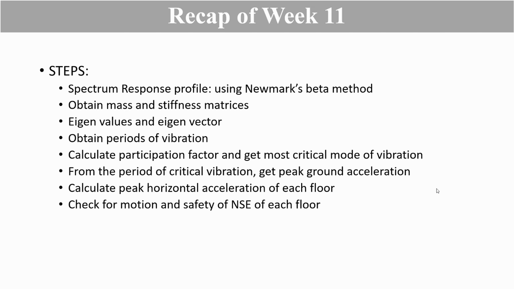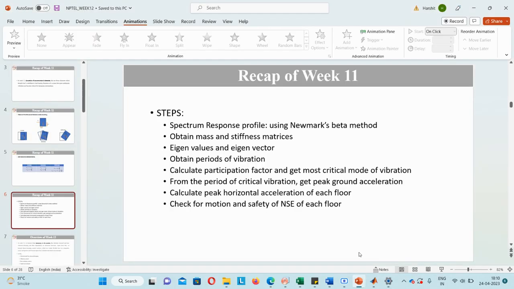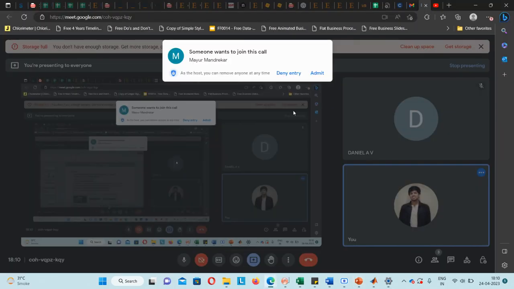Post this, we obtain the mass and the stiffness matrix for the multi-degree of freedom system, then solve them for eigenvalues and eigenvectors using MATLAB inbuilt functions. Once we obtain the modal frequencies, we get the most critical vibration period. In general, the most critical vibration period is the first mode of vibration. But if you want to make sure which is the most critical, we can calculate the participation factor and then judge the most critical vibration.